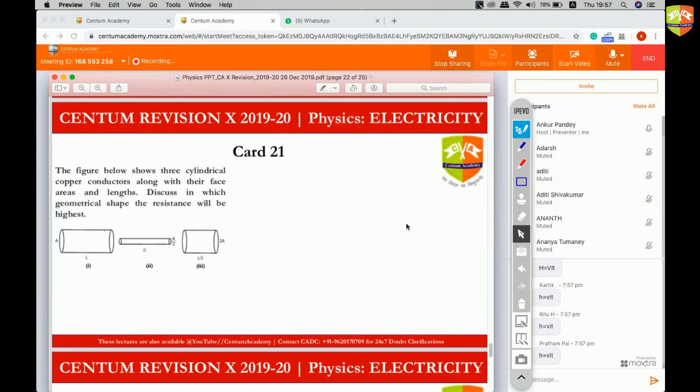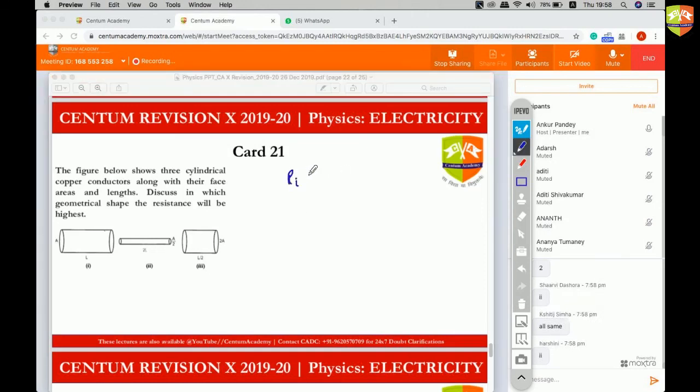Oh, something with a diagram. The figure below shows three cylindrical copper conductors along with their face area and length. Discuss in which geometrical shape the resistance will be highest.